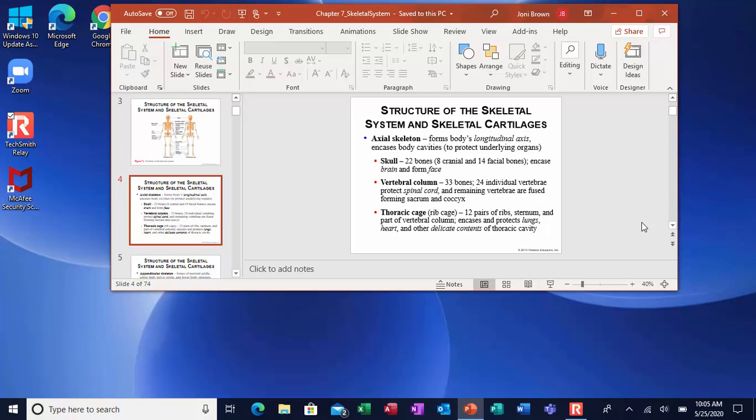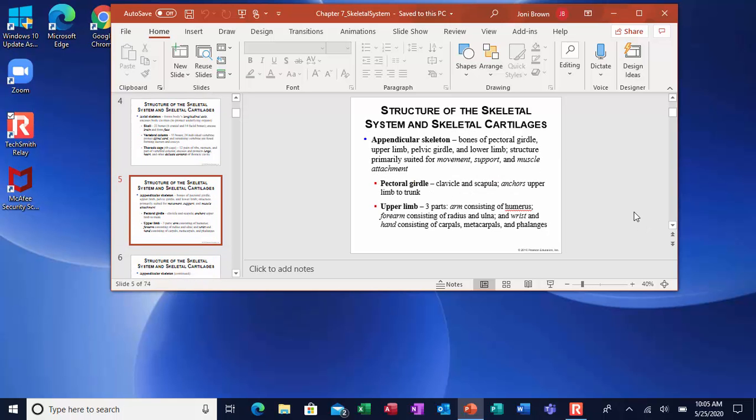You have your skull, which is 22 bones that provide a covering for your brain and form your face. Then you have your vertebral column, which is 33 bones, and 24 of those are to protect the spinal cord. And then that forms the sacrum and coccyx at the end, which is part of your pelvis. And then you have your thoracic cage or your rib cage with 12 pairs of ribs, the sternum, the part of the vertebral column that the ribs attach to protect the lungs and the heart and other organs that are found there.